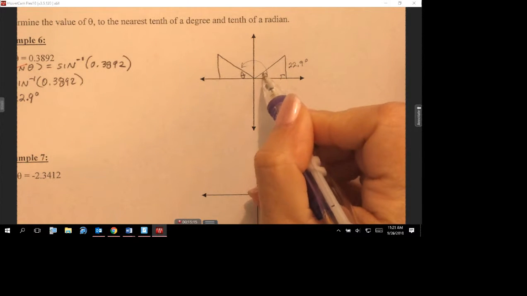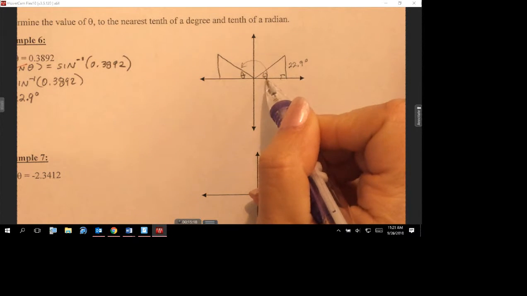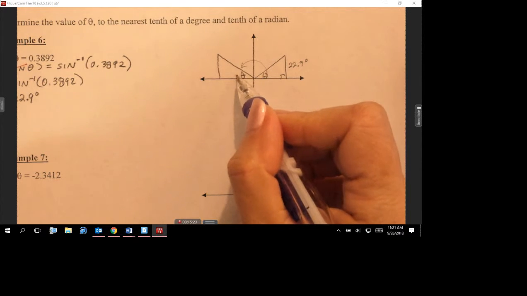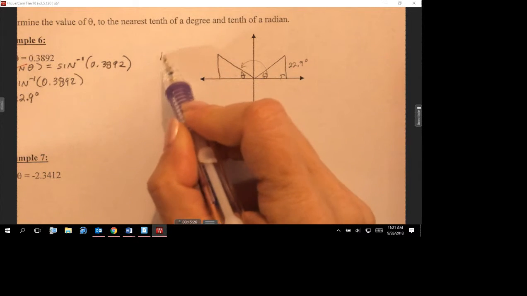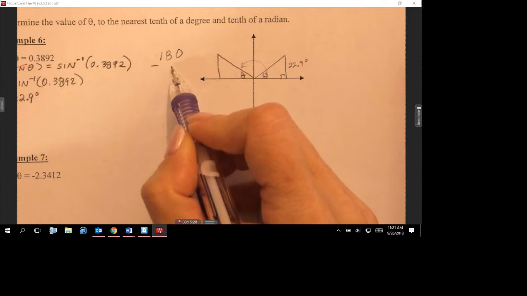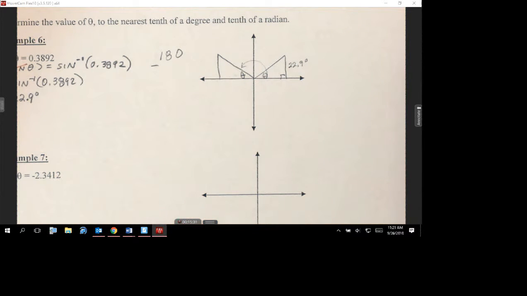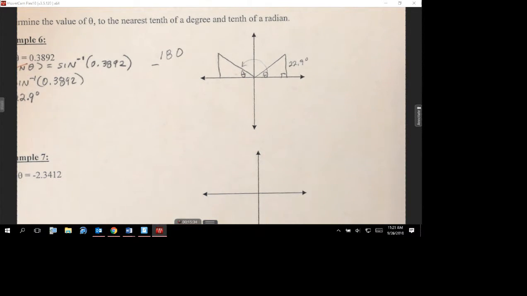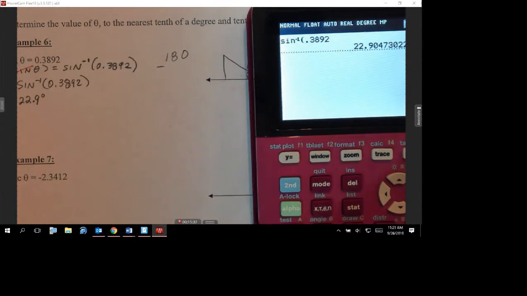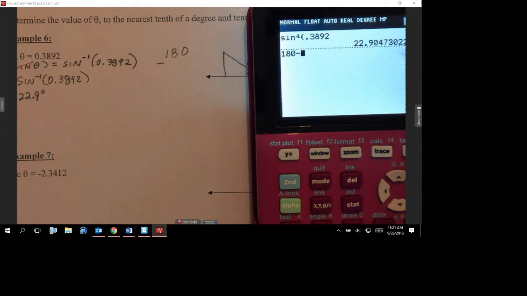Okay, so the 22.9 is not only the answer, it's also the reference angle. So this is also over here 22.9, then I'm going to take 180 and subtract off 22.9. But please do not do 180 minus 22.9. I want to see exact answers, so you should be doing 180 minus that last answer. Sometimes it matters, sometimes it doesn't, but we're going to keep the most exact, accurate answers possible. Do it this way.